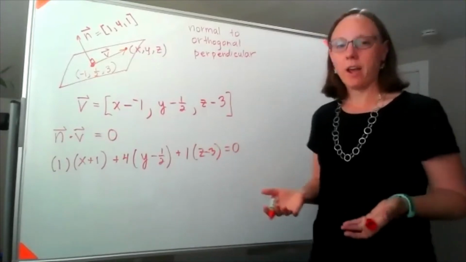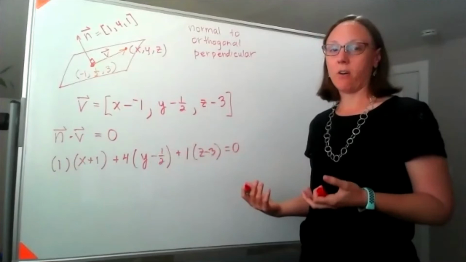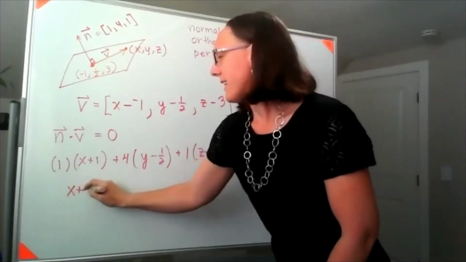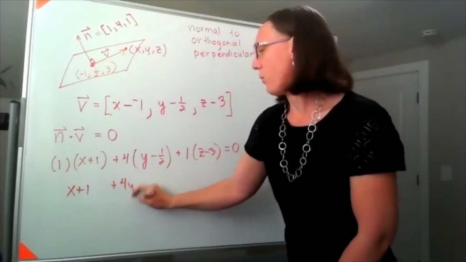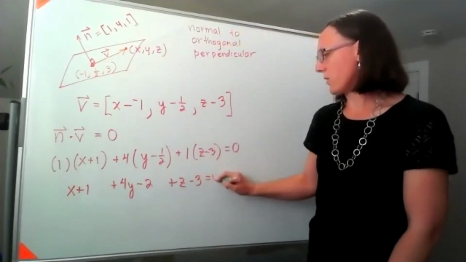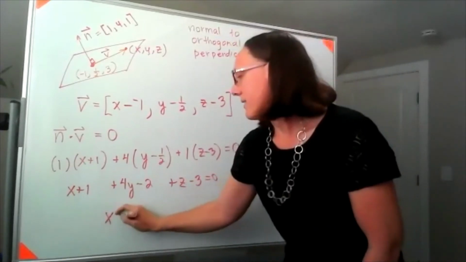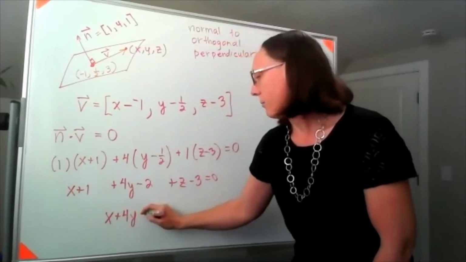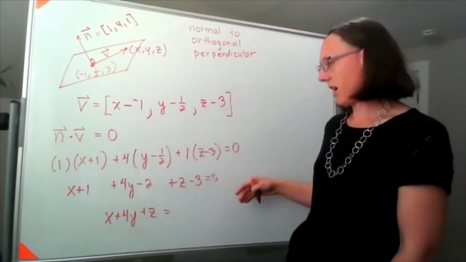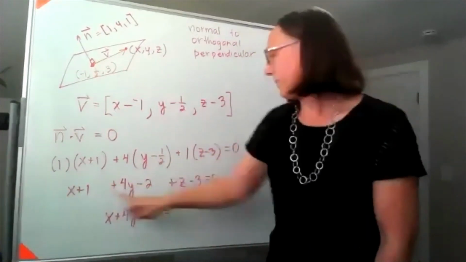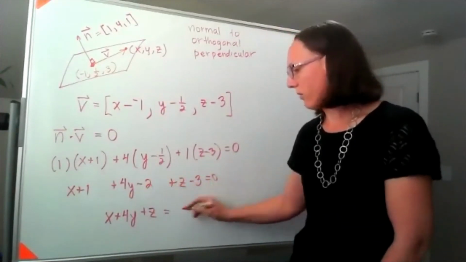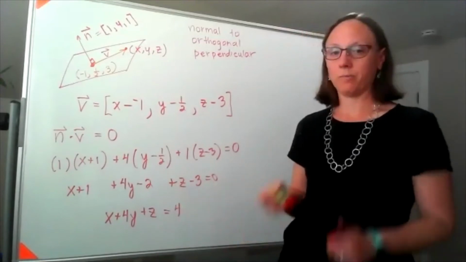If we had some time, we can multiply that out and make it look a little bit nicer. So that's x plus 1 plus 4y minus 2 plus z minus 3 equals 0. So x plus 4y plus z is equal to, and then I'll move everything to the other side. So 1 and a -5. So it's a -4, and when I move it over here, it's a 4.